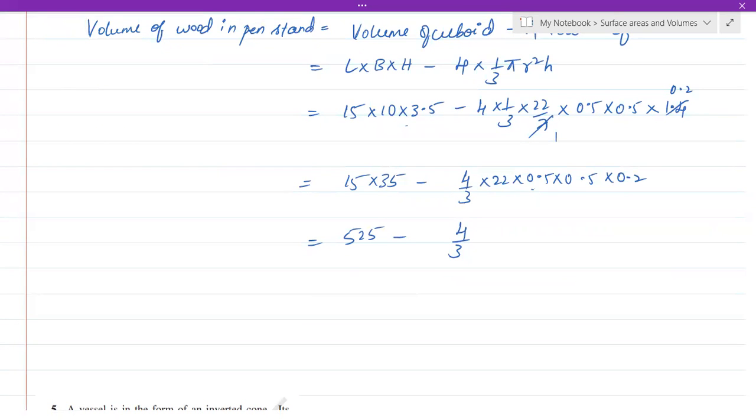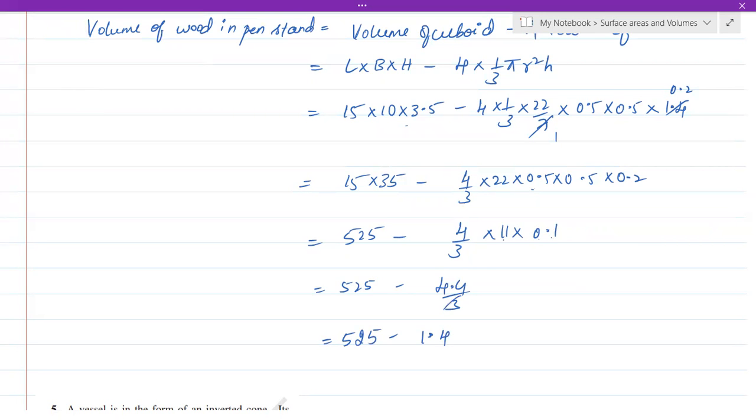So 22 into 0.5 is 11. 0.5 into 0.2 is 0.1. So this will become 525 minus 11 into 0.1, which is 1.1. 1.1 into 4 is 4.4. So this becomes 4.4 by 3. So 525 minus 4.4 by 3.